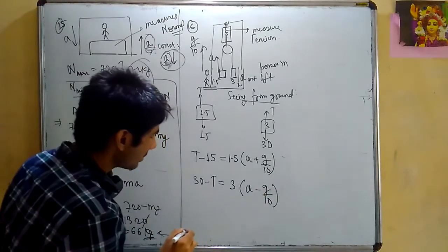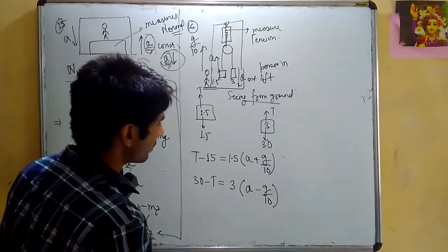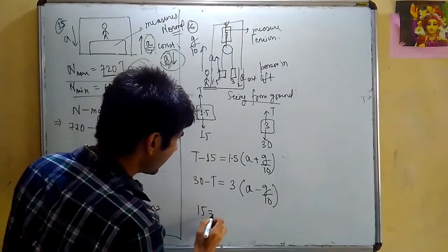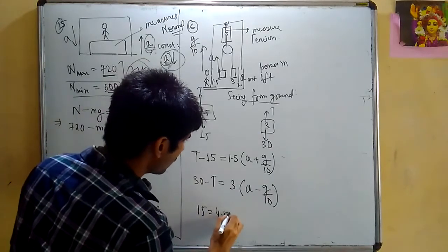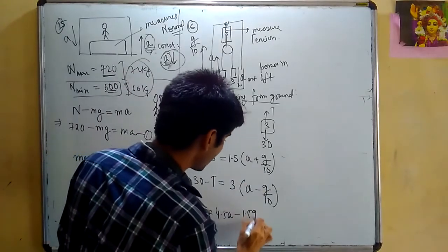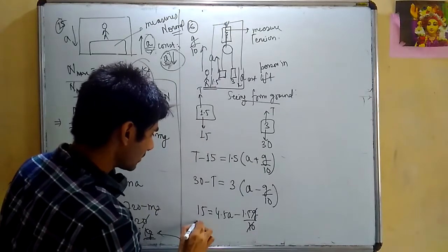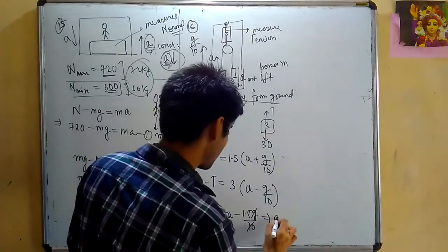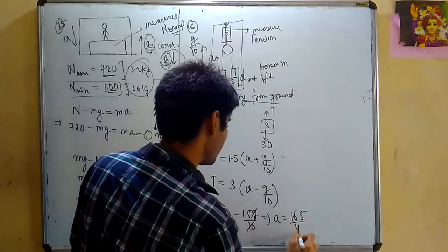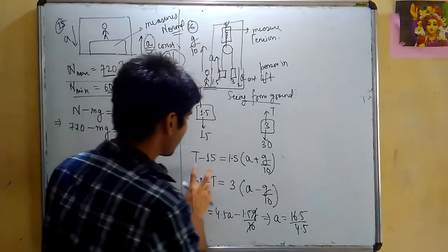Now you have to solve these two equations. The question is, find the tension. Okay, let us find the acceleration first. If we add these two equations, I have 15 equals 4.5a, plus 1.5 g by 10 minus 3 g by 10. The g by 10 terms get cancelled out. So the value of acceleration is 16.5 by 4.5.